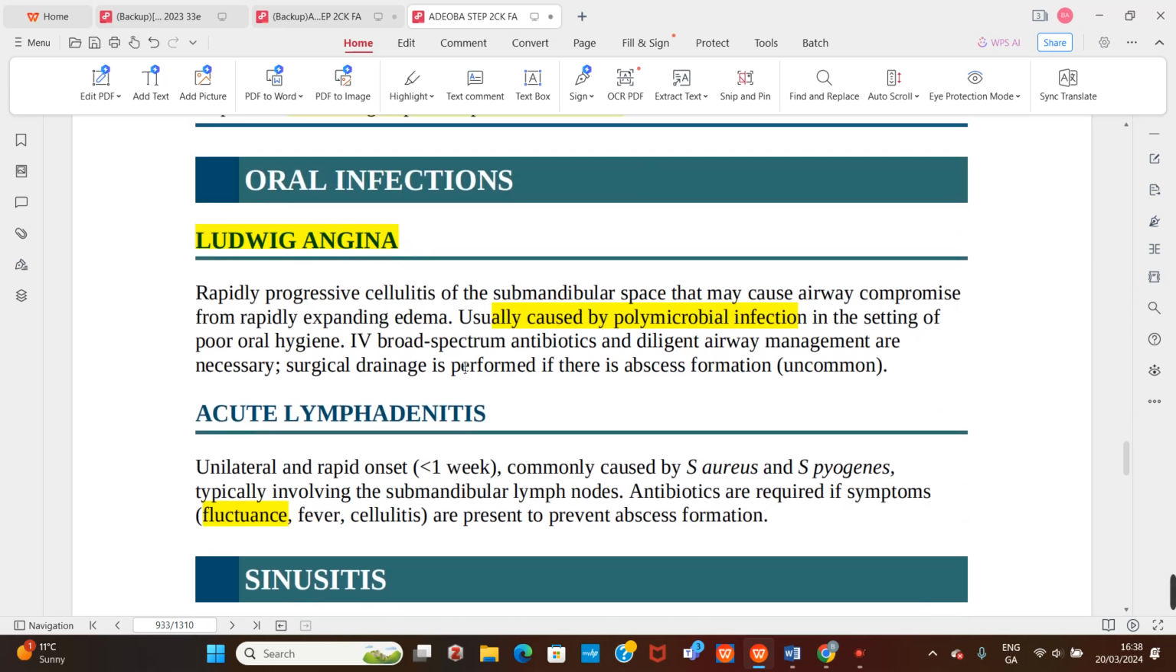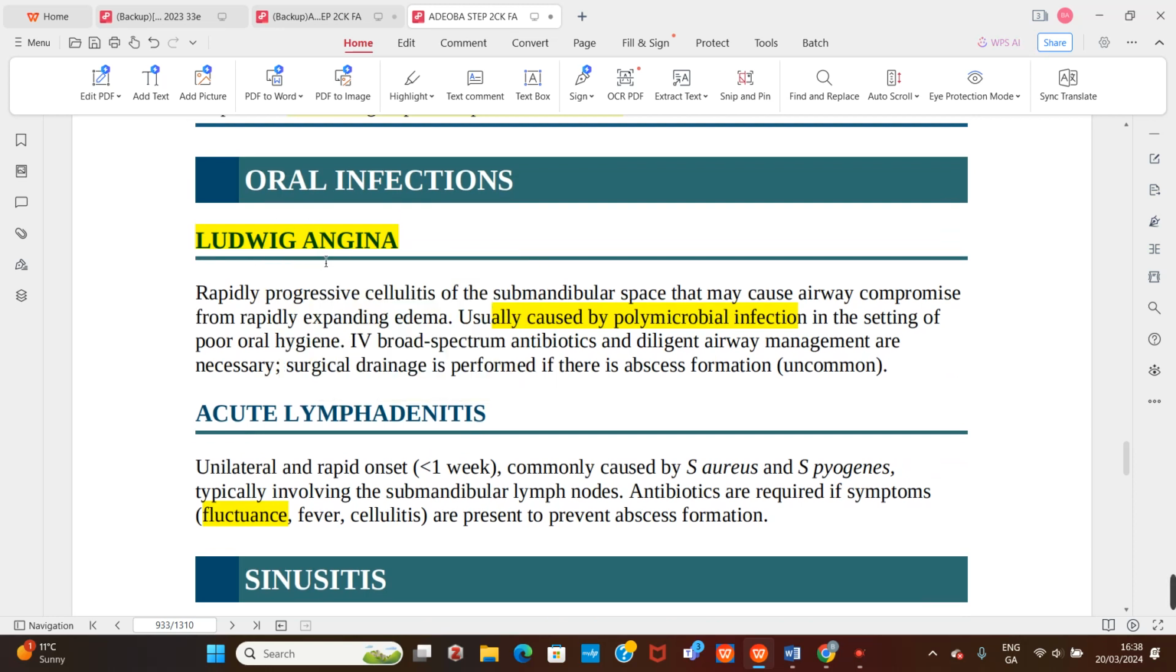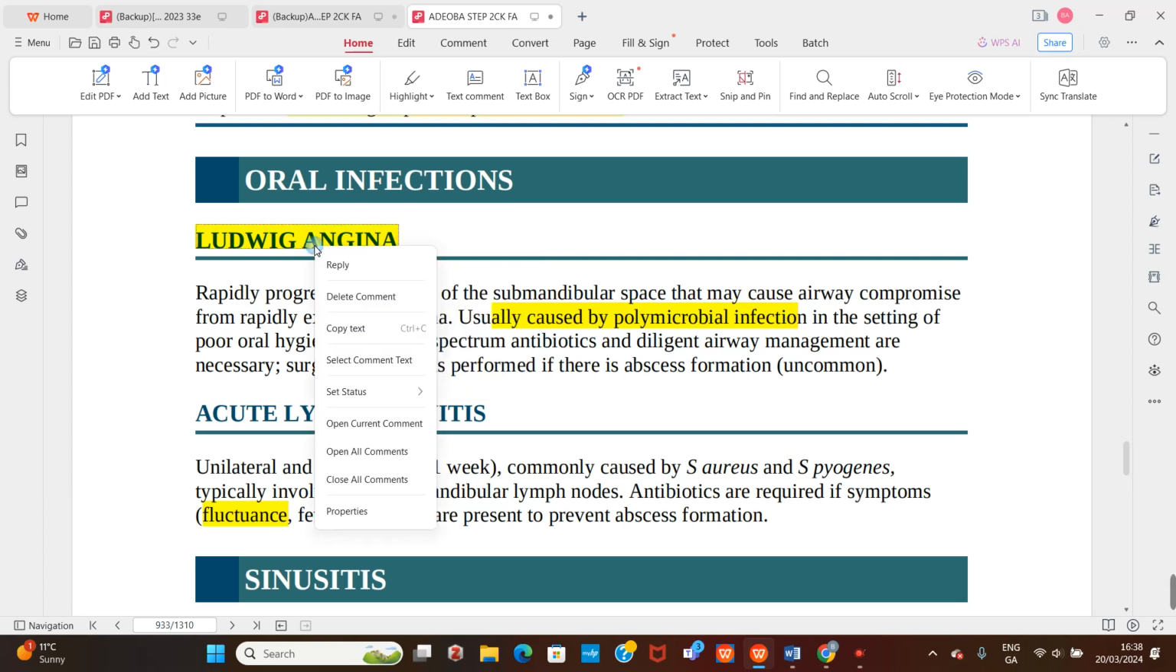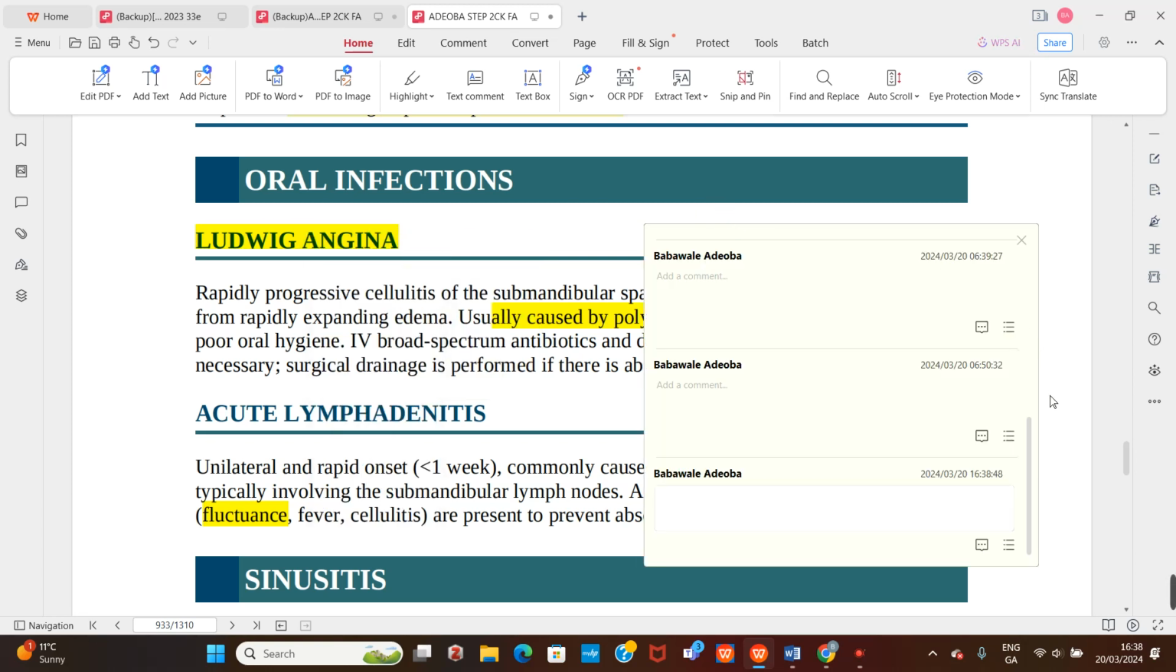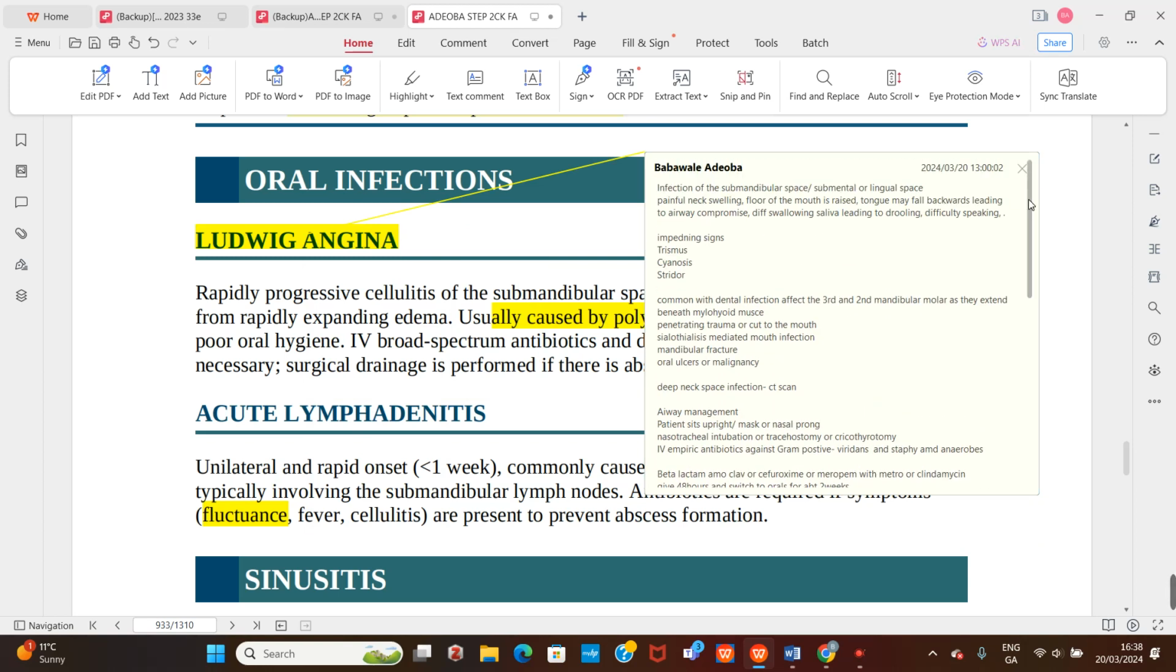So moving on to the oral infection, Ludwig angina. Ludwig angina is just a condition where you have inflammation or infection of the submandibular space. It usually follows dental infection. So somebody that has dental infection, particularly within the root of the second and the third molar.